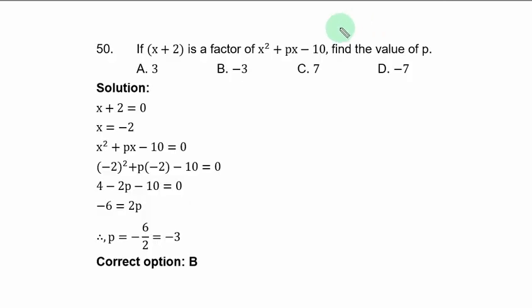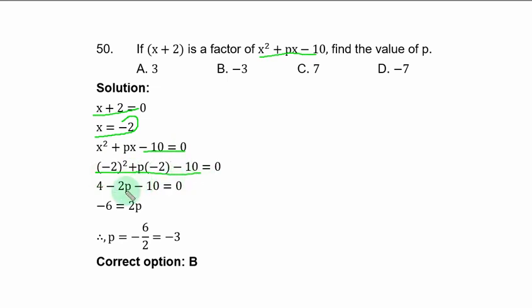Question 50. If s plus 2 is a factor of s squared plus ps minus 10, find the value of p. To get the value of p, it means you must get the s value. To get the s value, you simply equate the given factor to 0, and s is equal to minus 2. For that reason, you also equate the given expression to 0, and it becomes an equation. If you replace s with minus 2, you have it in this form.